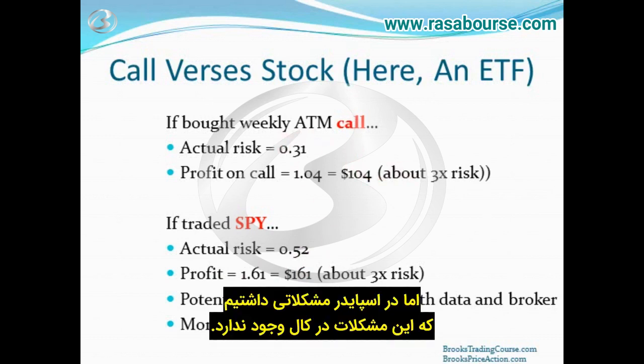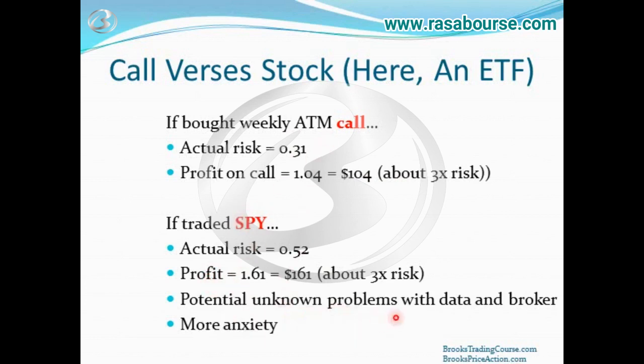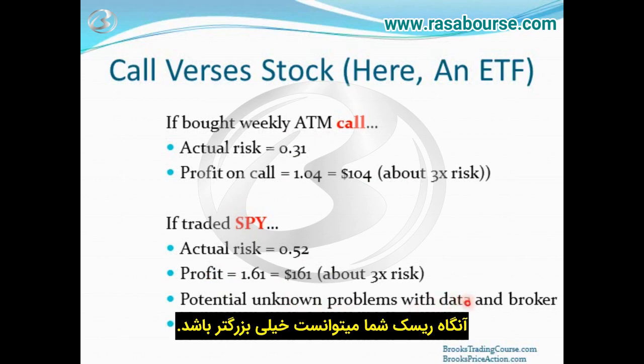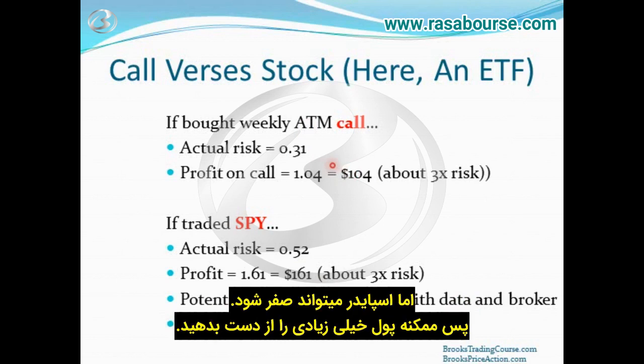But you had potential problems with the spider that you did not have with the call. If you had problems with your data or your broker, your risk could have been much, much worse. Whereas with your call, you can only lose the cost of the call itself. So there's a guaranteed floor below the market that's not very far away. For the spider, it could go to 0, and you can lose a lot of money.